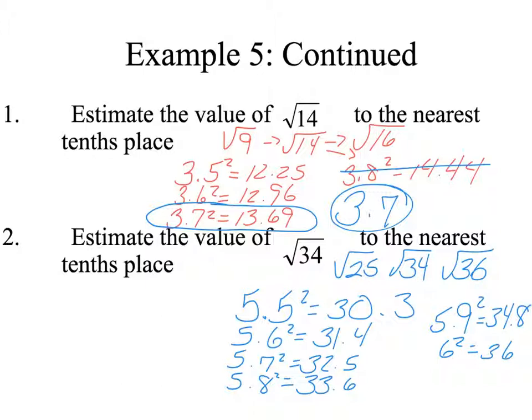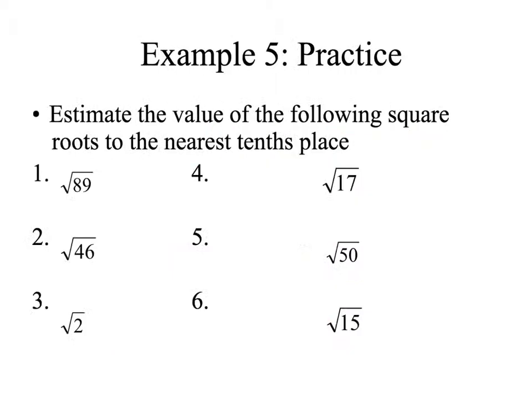So if I get the whole way to 6 and I haven't found one that works yet, then I know I did something wrong because I shouldn't be the whole way up to my other end yet. That's the point of having that 36 there, to put that upper boundary. But if you did notice as we were going through, the 34.8 or the 5.9 squared was the first one that went over. So 5.8 is going to be our answer for the square root of 34.